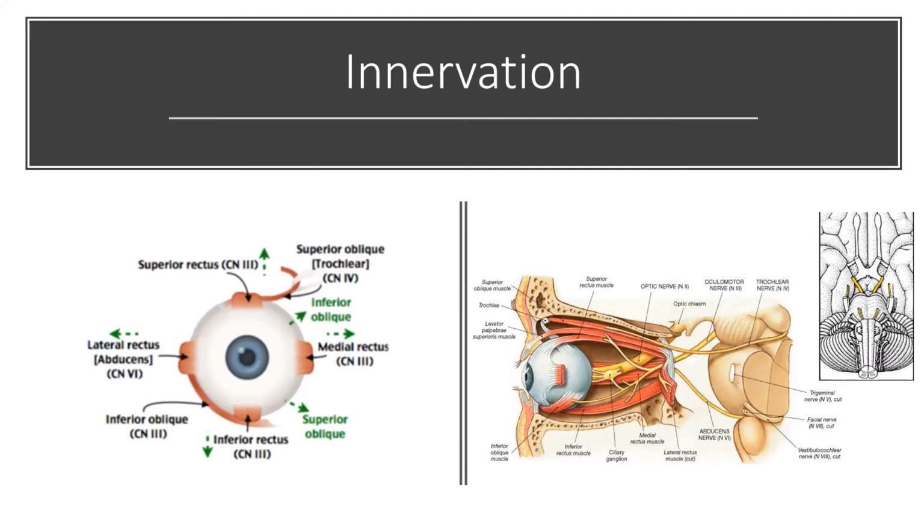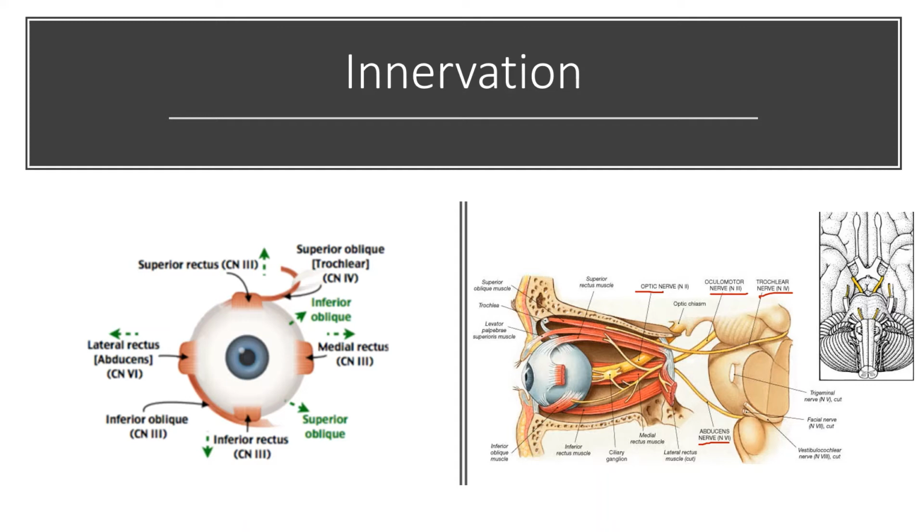So what's the innervation to the eye? The visual innervation to the eye is the optic nerve, cranial nerve number 2. Cranial nerve number 3 is the oculomotor, which helps to move the eye, and we'll talk about which movements specifically. The trochlear nerve helps to move the eye, and the abducens nerve helps to move the eye.